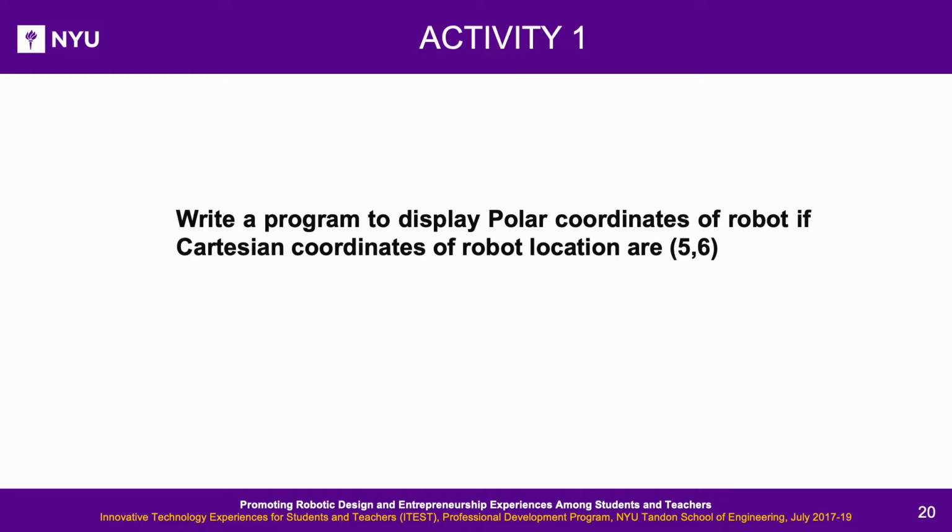Activity 1. Write a program to display polar coordinates of robot if Cartesian coordinates of robot location are 5, 6. Pause the video here to do this activity and hit play when you are done.